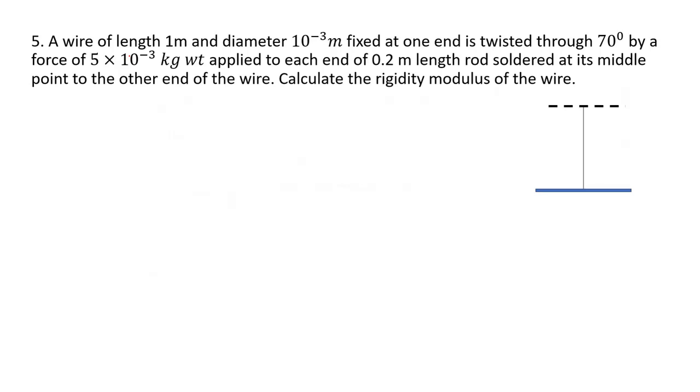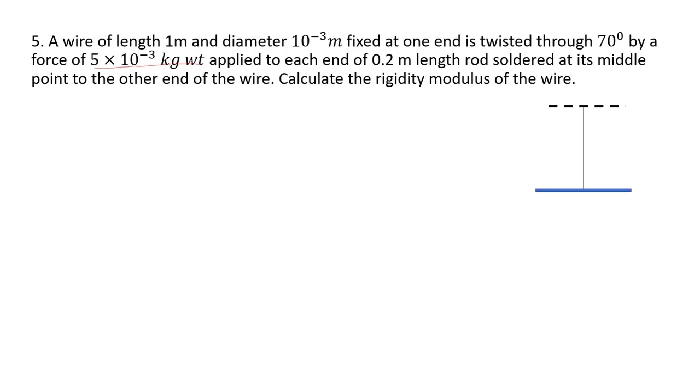Next question: a wire of length 1 meter and diameter 10 to the power negative 3 meter, fixed at one end, is twisted through 70 degrees by a force of 5 into 10 to the power negative 3 kilogram weight, keep an eye on here, we will come to that, applied to each end of a 0.2 meter length rod soldered at the middle point to the other end of the wire. Calculate the rigidity modulus of the material of the wire.